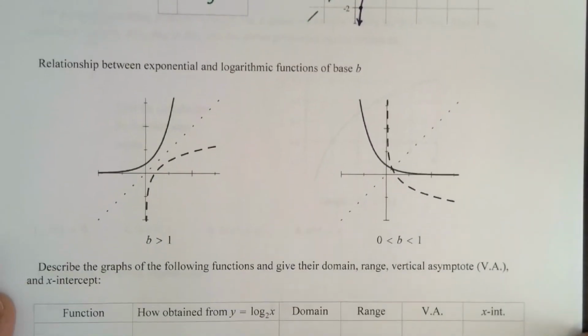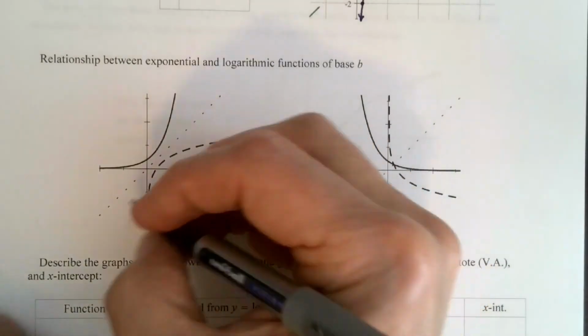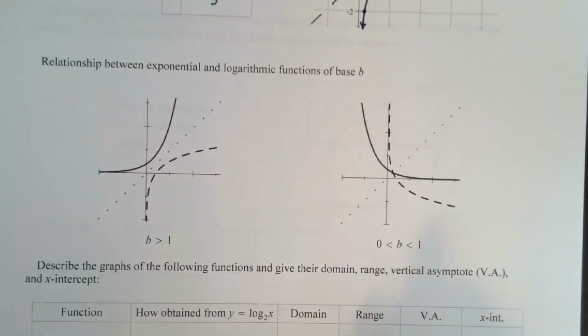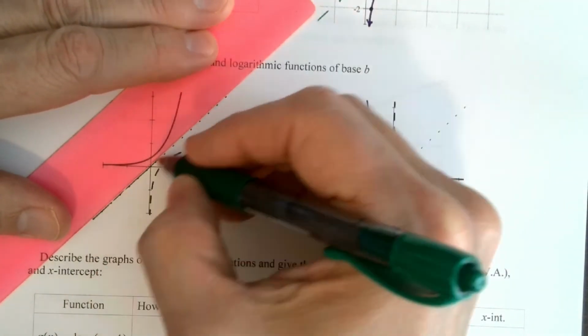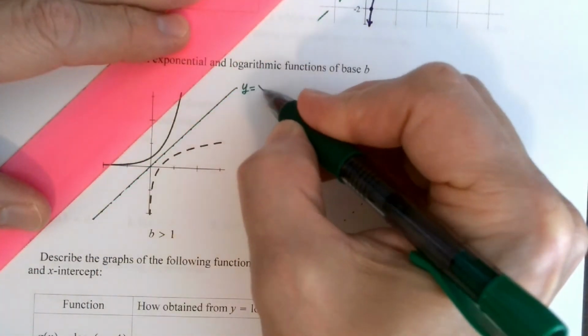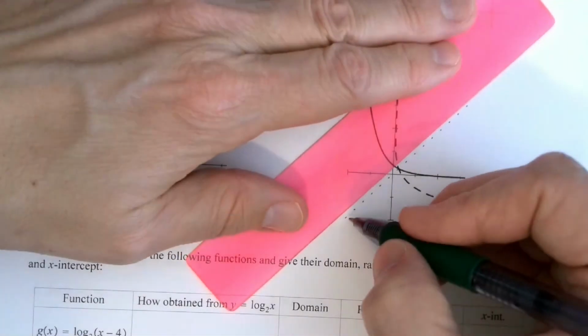So this is a general relationship. In general, if b is greater than 0, and again let me just highlight this real lightly, this is our line y equals x in both of these cases.